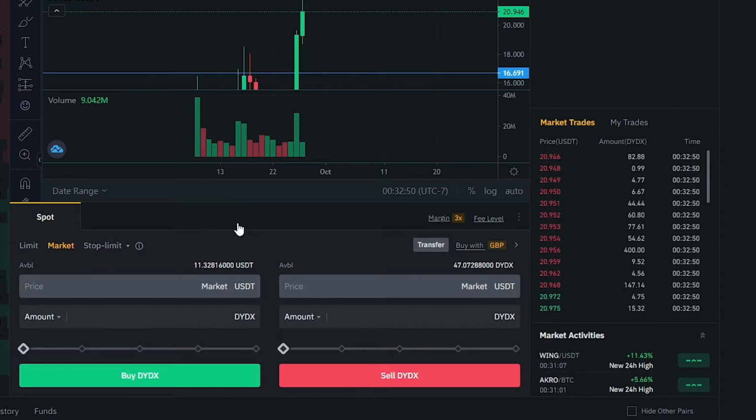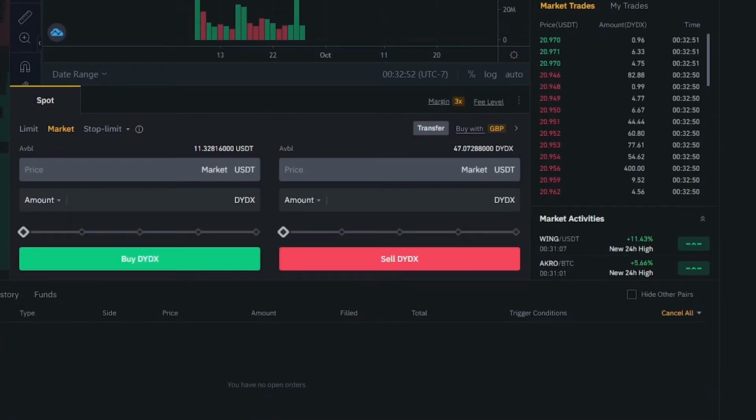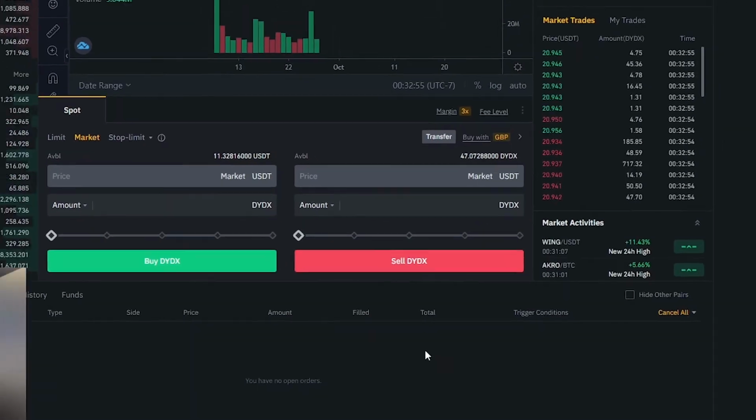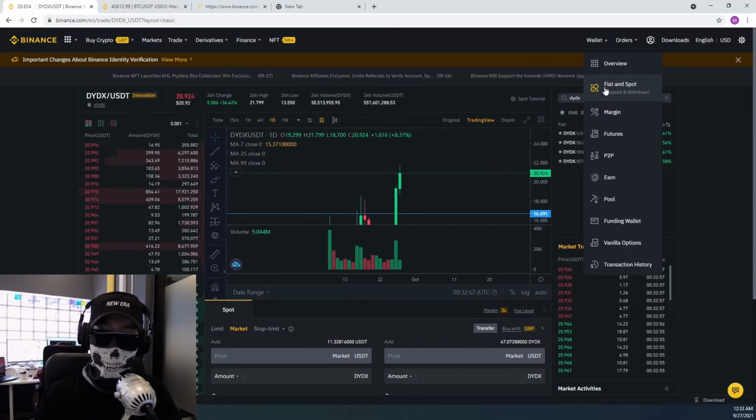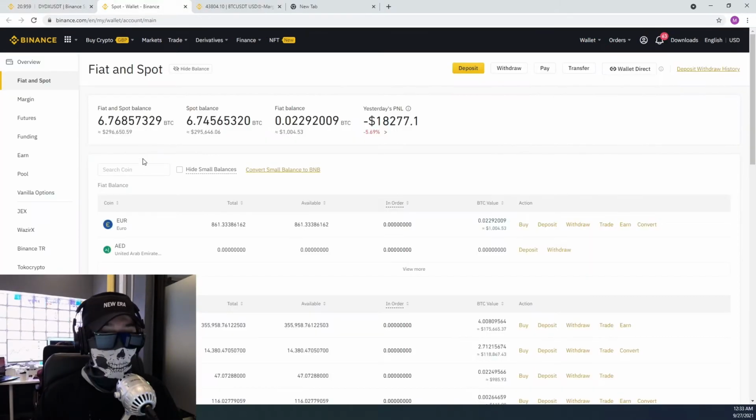And the bad thing that I don't like about the spot market is that you can't actually see your P&Ls anywhere around here. You have to go back out into your wallet, go into Fiat and spot, and then you got to search for your coins.